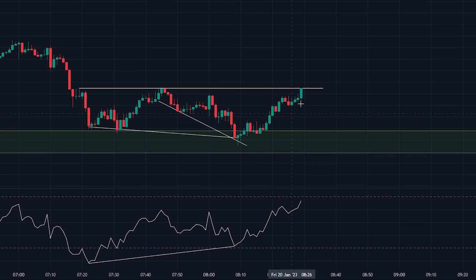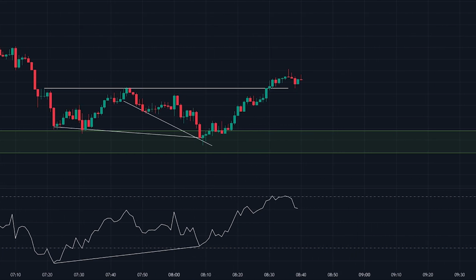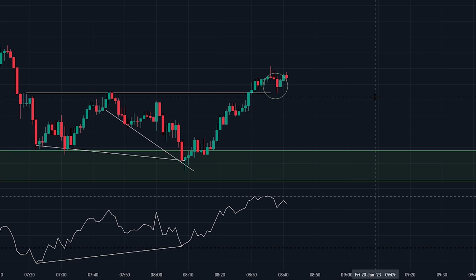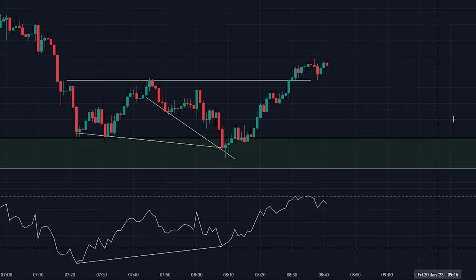We will enter into the position as soon as the price breaks through and respects the resistance zone, turning it into a support zone. As you can see, this occurs here.